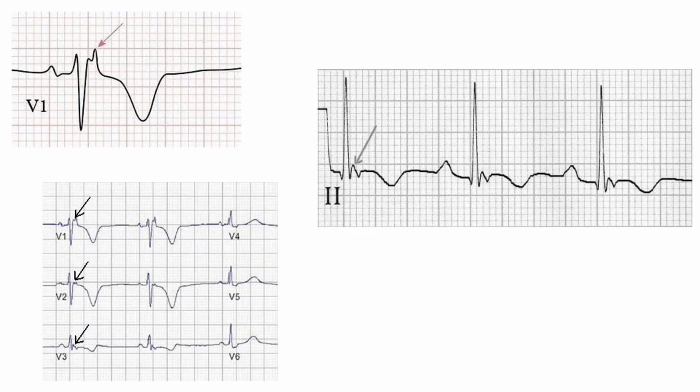Epsilon wave is the wave that follows the QRS complex. It is a small positive deflection following the QRS. And this epsilon wave is classically described in arrhythmogenic right ventricular dysplasia. If you can see here, this is the epsilon wave. This is the epsilon wave.